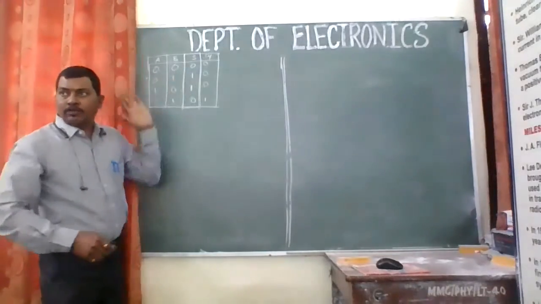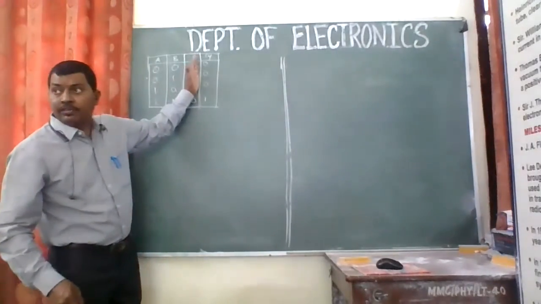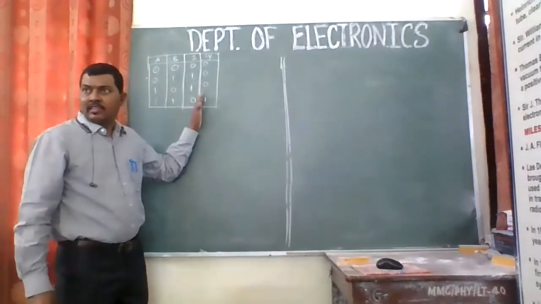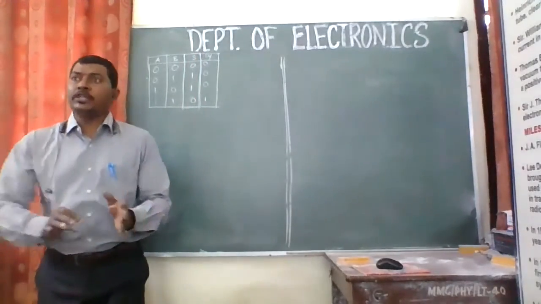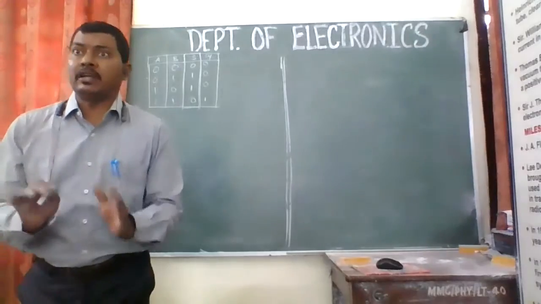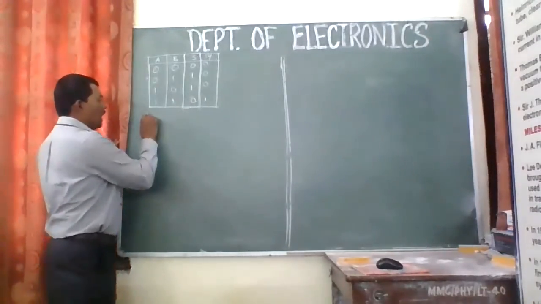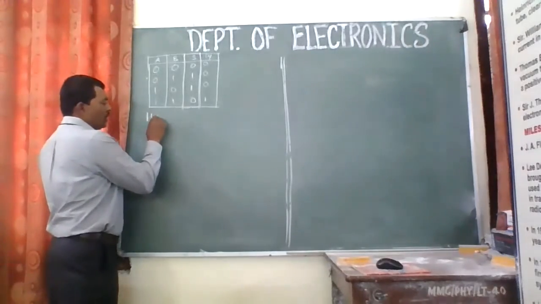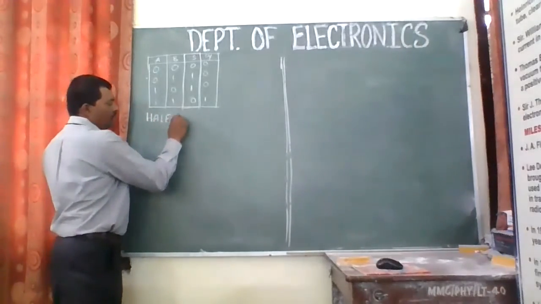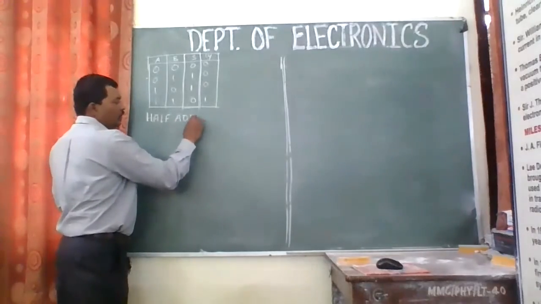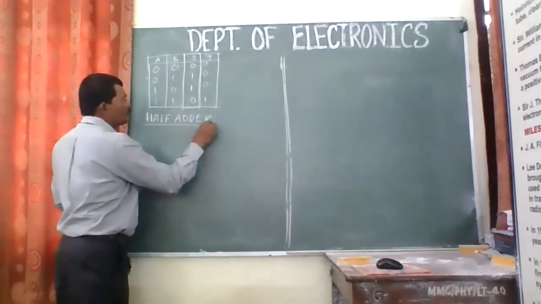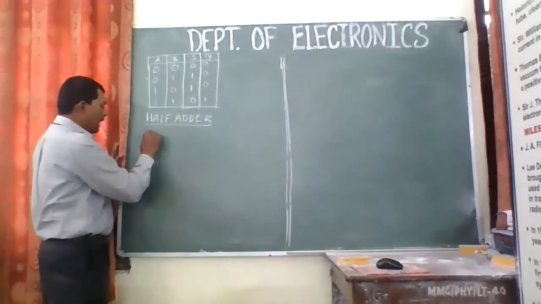XOR gate. Yes, exactly. So this is the truth table of XOR gate, and this is the truth table of AND gate, right? So using these two gates, we can build a half adder circuit. So I am going to show you a simple half adder circuit. This is a half adder circuit, which we call a half adder. And to implement that, we will be using this truth table, right?